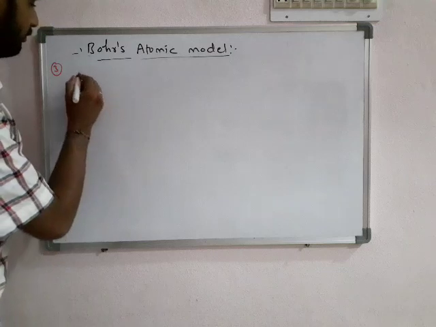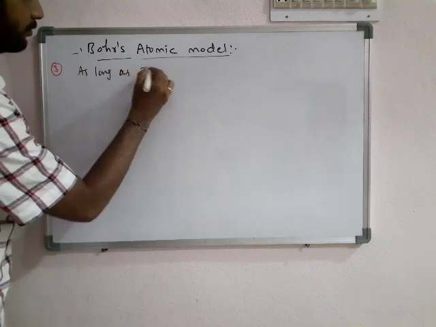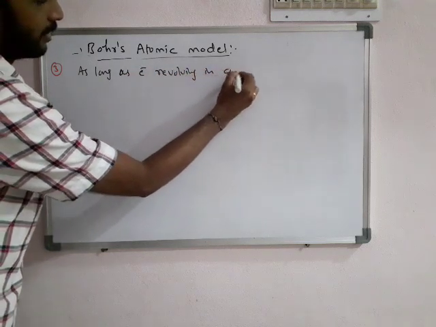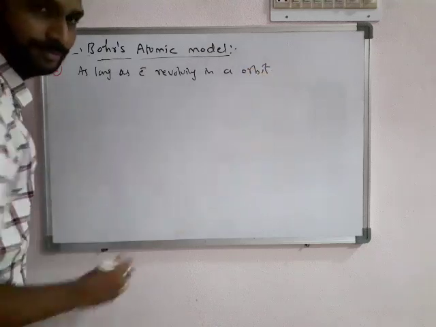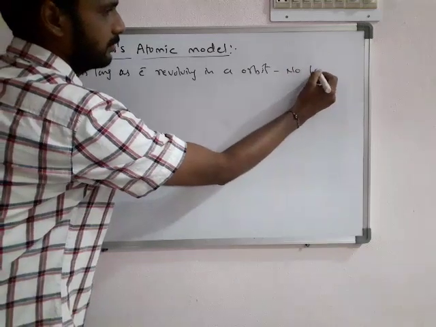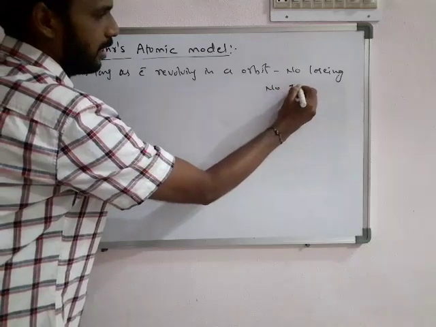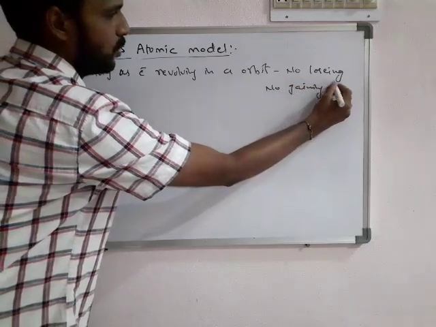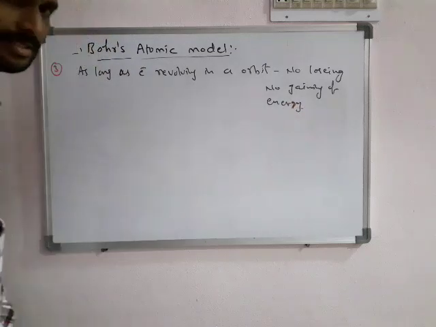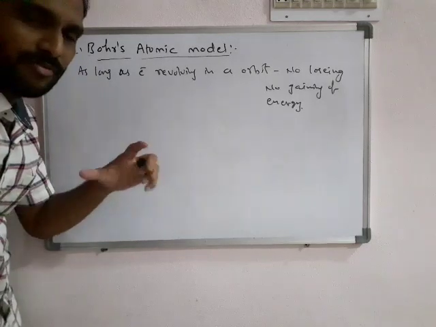Okay, see the next one. So here, as long as an electron is revolving in an orbit, there is no losing and no gaining of energy. This means the energy of an electron present in an orbit is fixed.